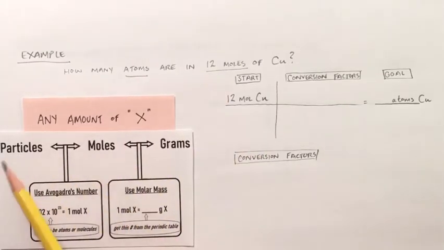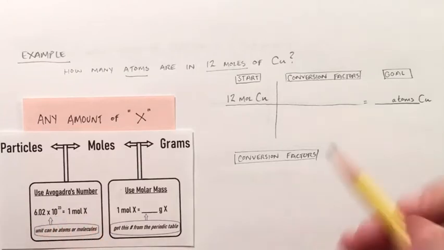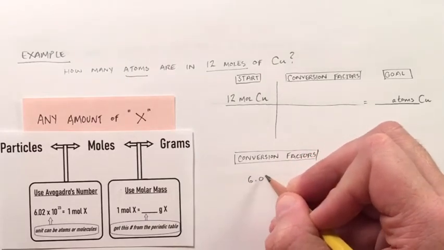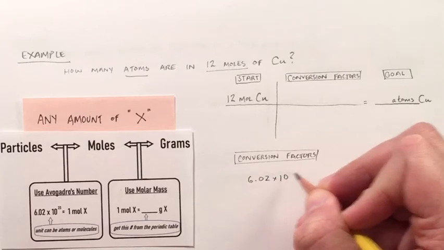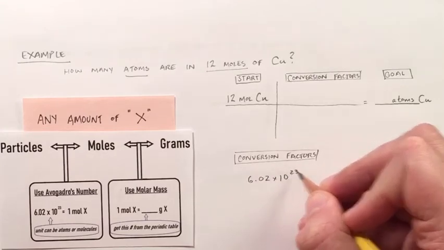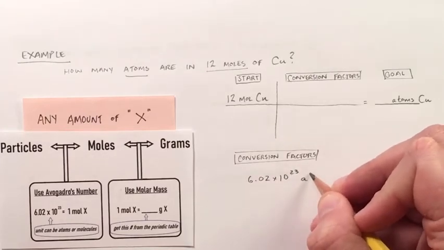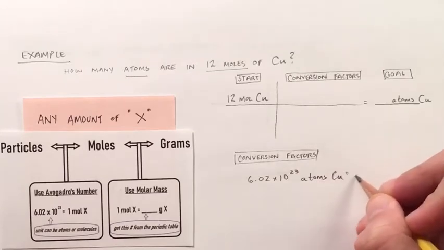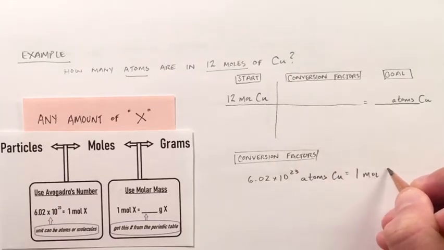All right, so to get from moles to particles, I'm going to need Avogadro's number. Right? This number is always the same. Doesn't matter what the formula is, there's always this many atoms in 1 mole of that formula. So I'm going to write my conversion factor down over here just so you guys can see. It would be 6.02 times 10 to the 23rd. In this case, it is atoms of copper, and that is equal to 1 mole of copper.